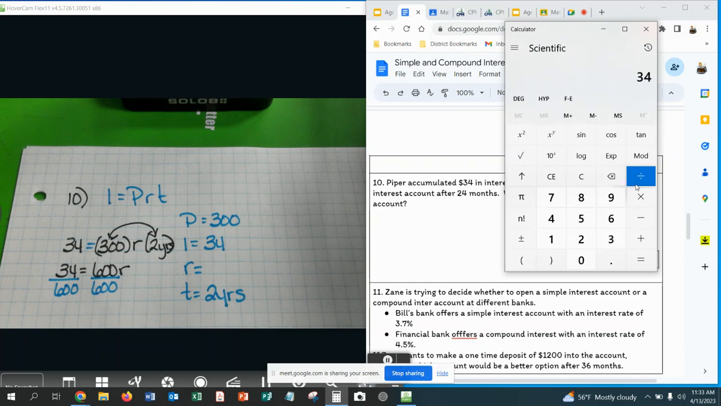Yes, Axel. Yeah. Okay. So our rate is going to be 0.0567. And then if we are going to put a percent on it, it would be 5.67%.